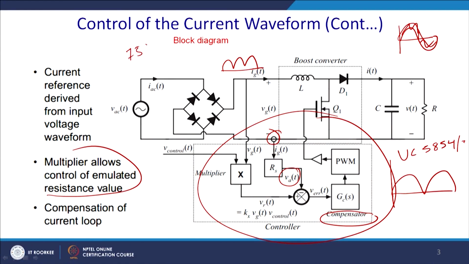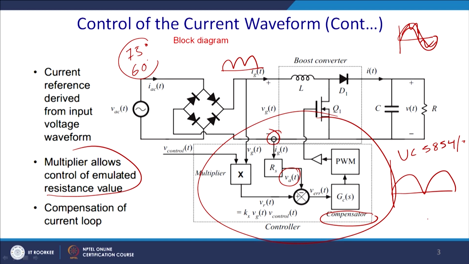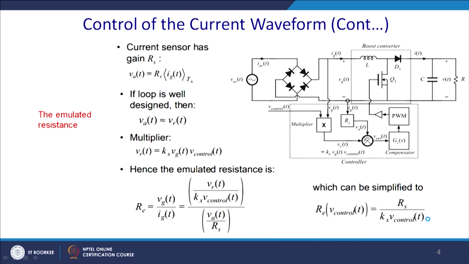Generally the phase margin we require to keep around 60 to 75 degrees. So, the gain margin also, from a stability point of view, we require to keep at a suitable level. So, all this tuning has to be done by this compensator. Now, we shall see how it operates practically.